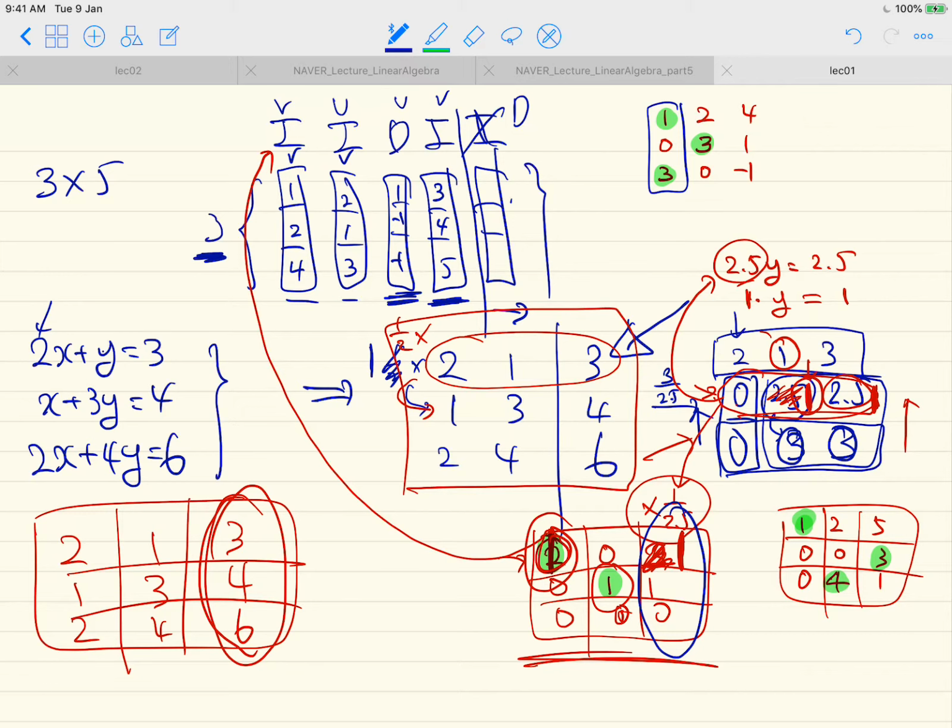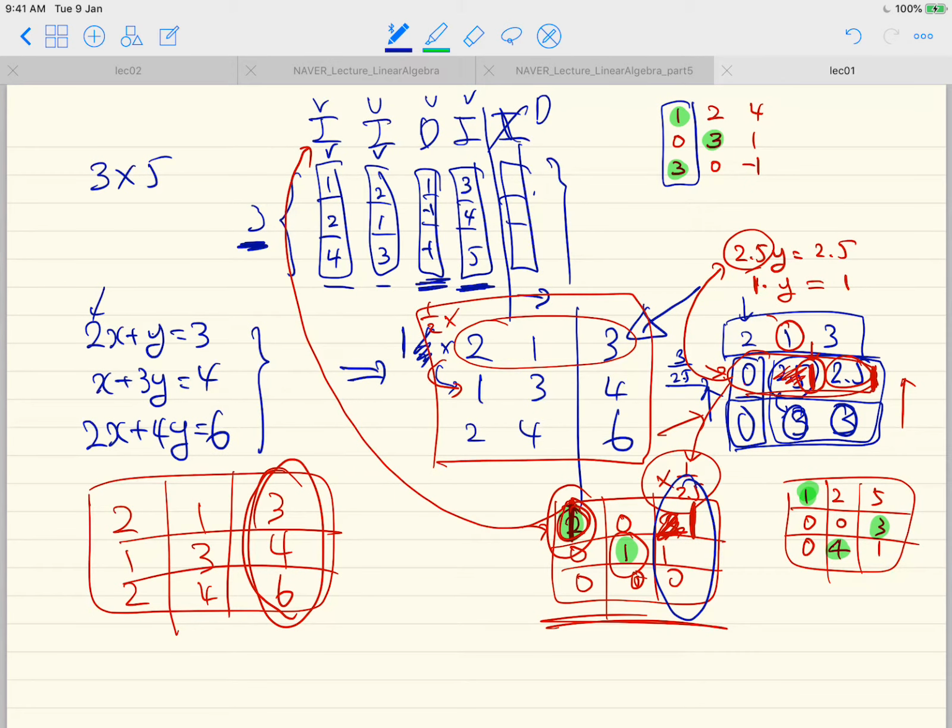So, does it make sense? Okay, so I think I briefly mentioned the process of computing or obtaining the inverse matrix.